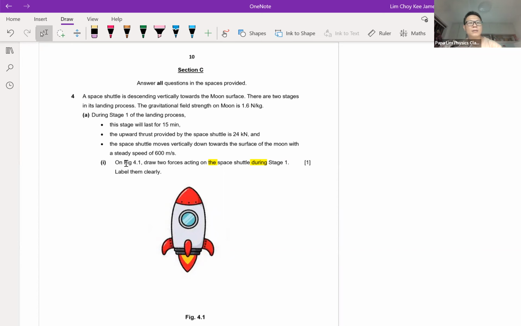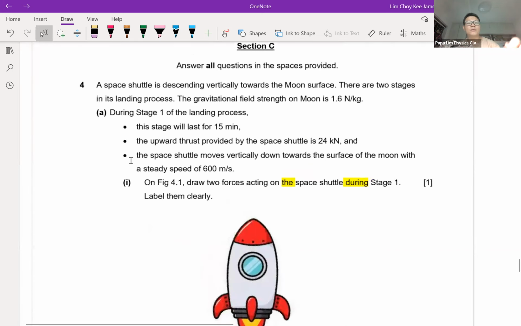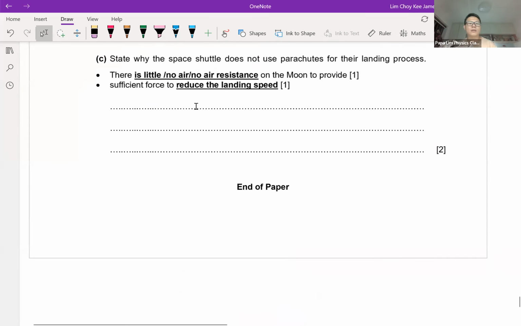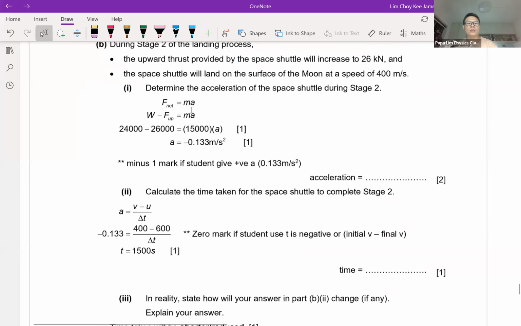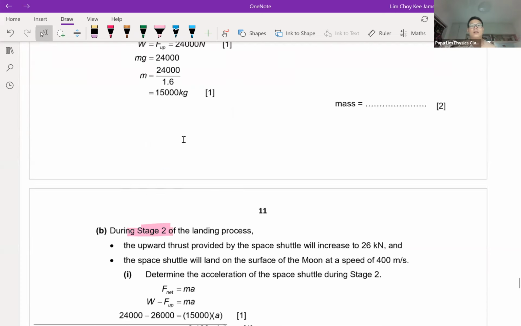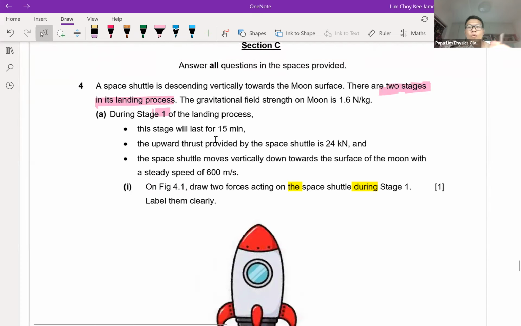For example, during the landing, there is a two-stage landing process. Meaning stage 1 and stage 2 are related. In fact, after stage 1, it becomes stage 2. So these two stages are related, and certain information rolls over from stage 1 to stage 2. So students, you have to be careful.